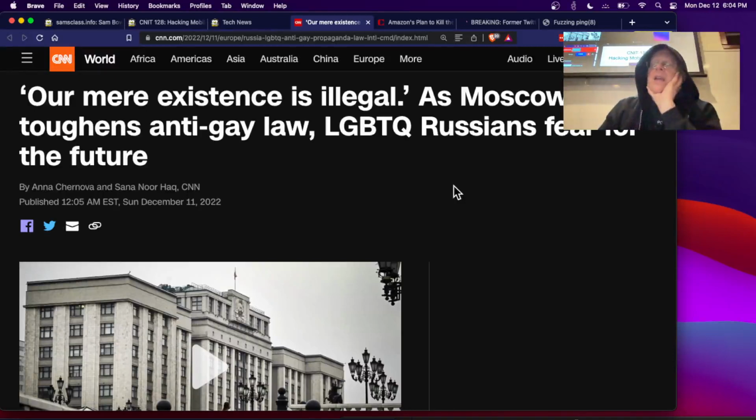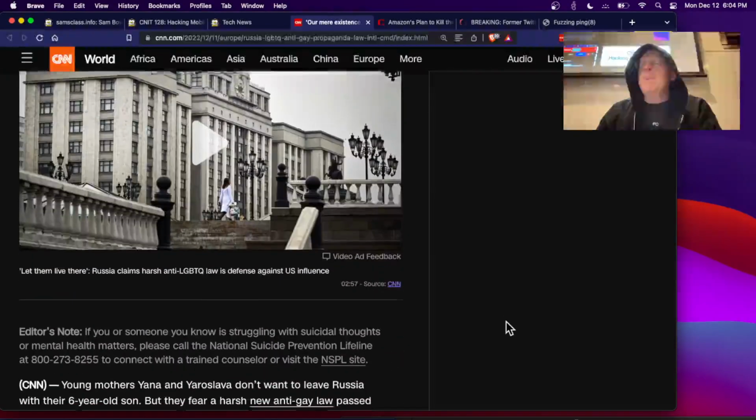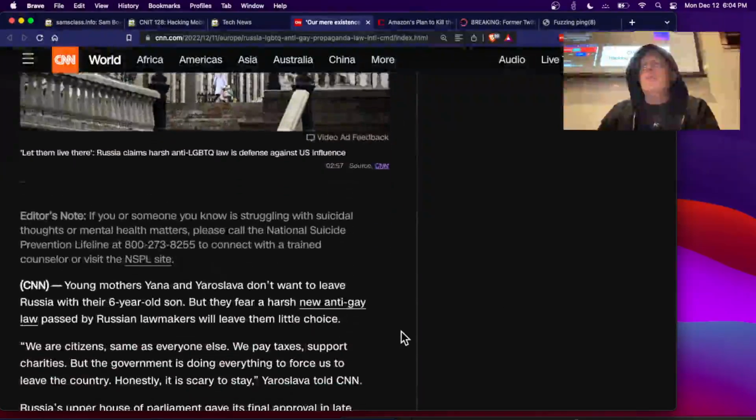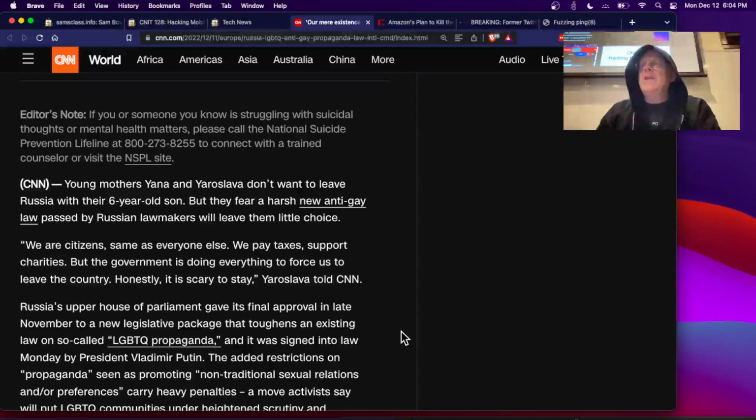The anti-gay laws are really drastic in Florida. I mean, they're pretty bad in Florida, but even worse in Russia. This is a big part of the Putin agenda. A lot of his rhetoric against the United States and other Western countries is hating us for having gay people. So they're talking about how people there are fleeing and very concerned.